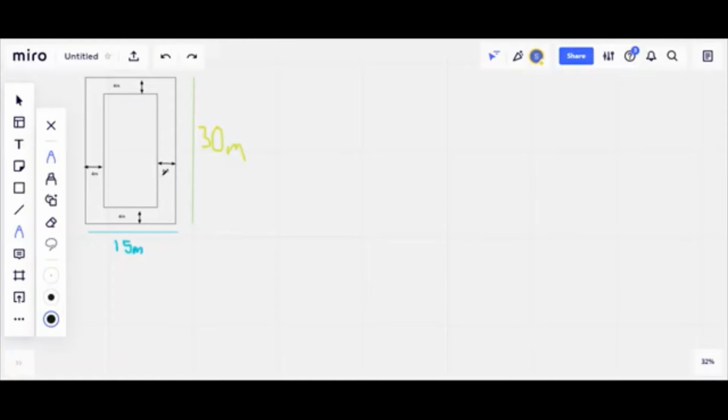First step to do, probably our easiest one, is to find the area of this larger rectangle. So our dimensions here, our length is 15. So our formula is area equals length multiplied by width. Our length is 15. So we've got A equals 15 and our width is 30, multiplied by 30.